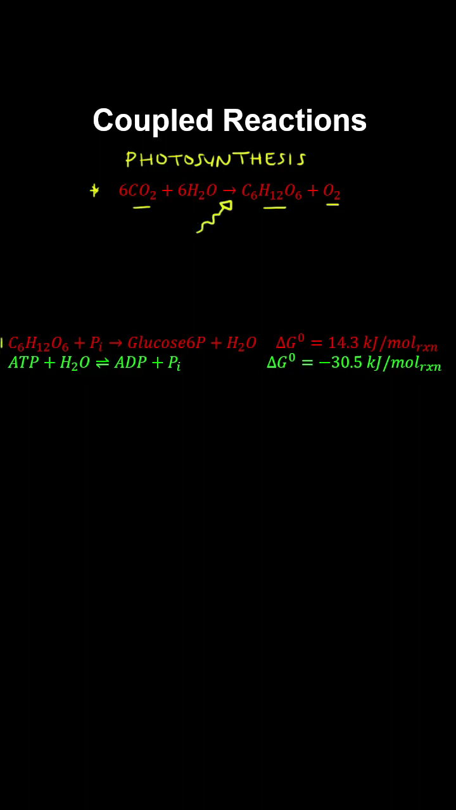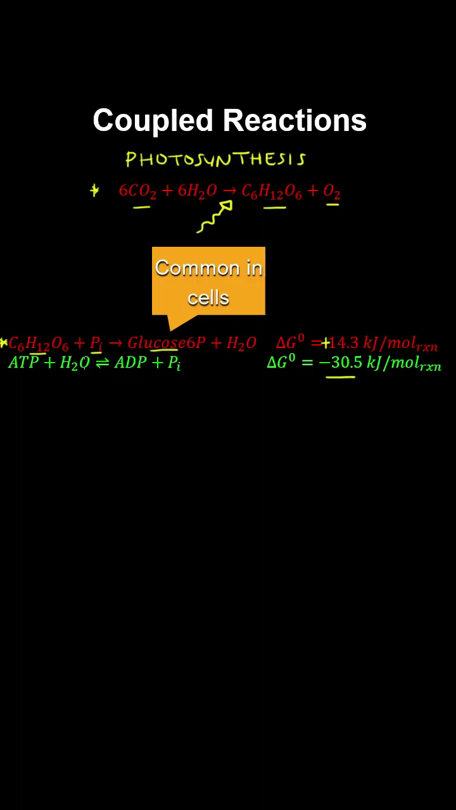Now another way to drive a thermodynamically unfavoured reaction, which has a positive free energy change, is by coupling the reaction with a thermodynamically favoured reaction. So for example, we have glucose reacting with an inorganic phosphate to create phosphorylated glucose, and you couple this with the hydrolysis of ATP, which is used to drive biological processes.